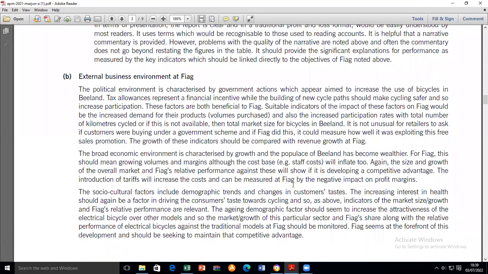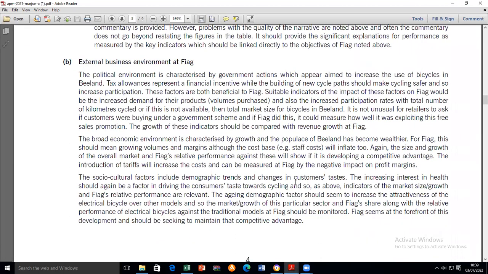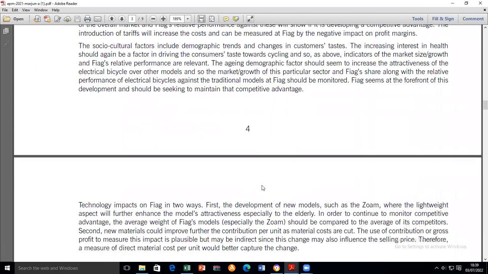Okay, so what could be some possible indicators? What could be some of the possible indicators? Technology impacts on FIAG in two ways. First, the development of new models such as Zone, where the lightweight aspect will further enhance the model's attractiveness, especially to the elderly. And to continue to monitor competitive advantage, the average weight of FIAG's models should be compared to the average of its competitors.